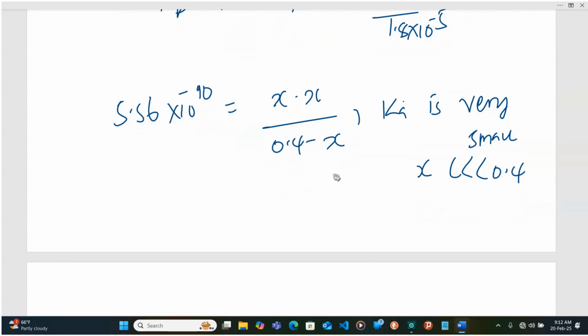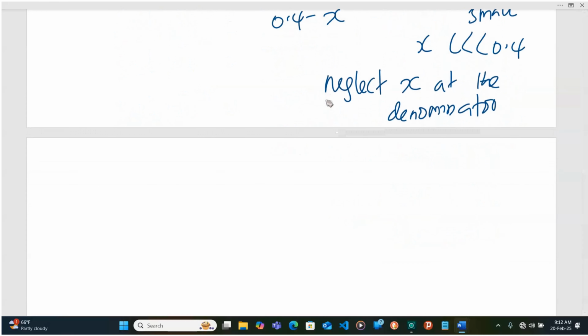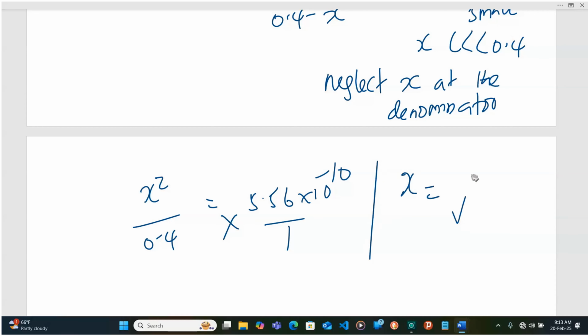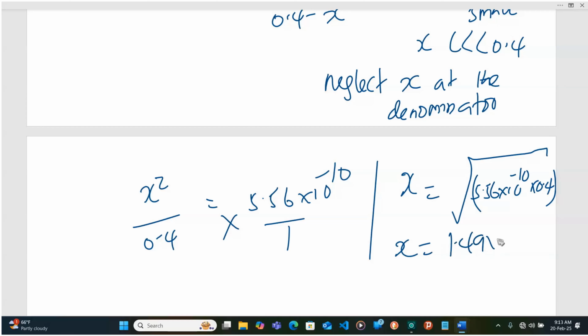So neglect X at the denominator, meaning I'll have X squared divided by 0.4 is equal to 5.56 times 10 power negative 10. And out of 1, we cross multiply. So our X will be the square root of 5.56 times 10 power negative 10 times 0.4. So X will be 1.49 times 10 power negative 5. This is in terms of moles.